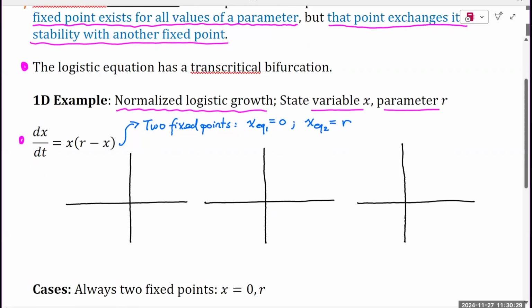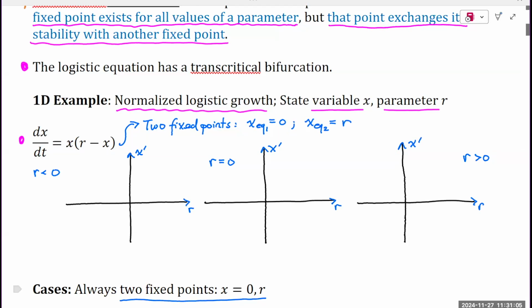Now we have a downward facing parabola, and I can anticipate that there will again be three cases, one for r negative, one for r equals 0, and one for r positive. Now remember, we always have two fixed points, x equals 0 and x equals r. So I know there will be a fixed point at 0 in each one of these cases. And of course, through each of these, I can plot the right-hand side of the ODE.